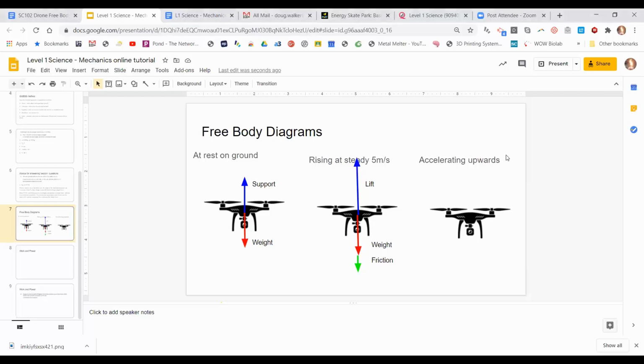Okay, so then moving on to accelerating. Oh, yeah. Somebody's just raised their hand. Do you want to ask verbally or do you want to type it in? I saw somebody raise their hand, but I haven't seen a question come through.